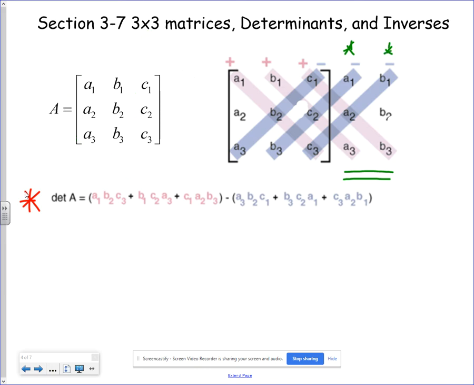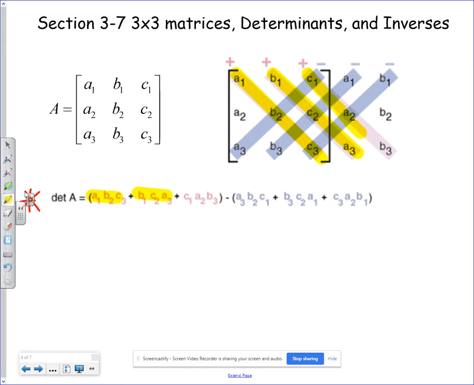Now, I want you to take a look here. A sub 1, B sub 2, C sub 3. That's right here. So you multiply those together, and then you add it to this multiplied together. Then you add it to this multiplied together. And you treat that as one big quantity, put that in parentheses. And then just like with 2x2s, when you find the determinant, you subtract. So then we're going to subtract here. We're going to use subtraction.